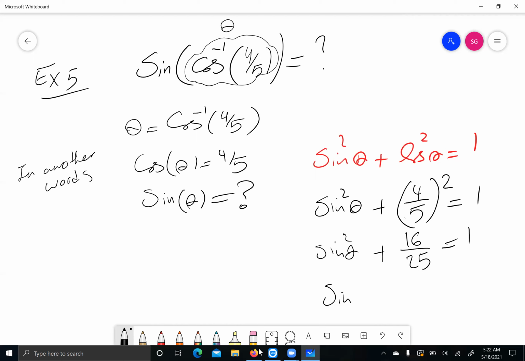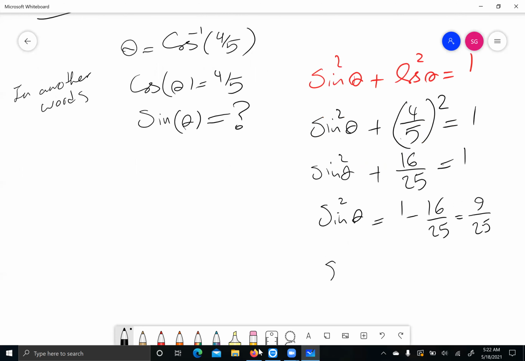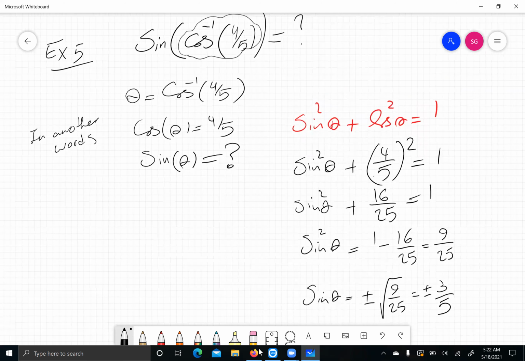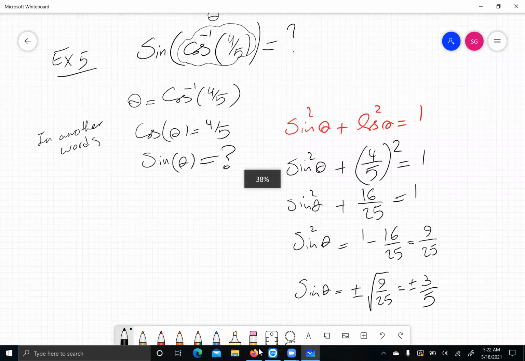So it's going to be 1 minus 16 over 25. This is 25 minus 16 is 9 over 25. So when you take the square root, sine of theta is going to be positive or negative square root of 9 over 25, so positive or negative 3 over 5. But which one should I take? Positive or negative?